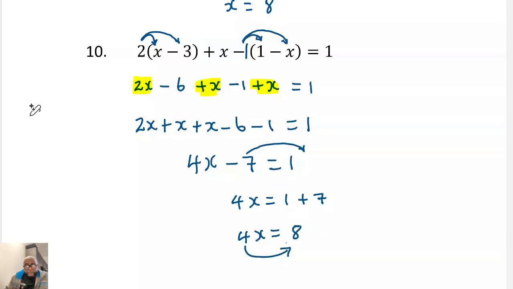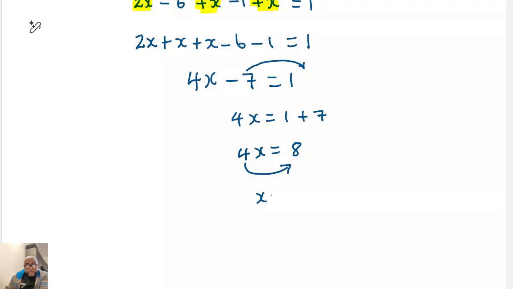What do we do with the 4 now? So x would be equal to 8 divided by 4. x is equal to 2. Everybody good there? Write it down.